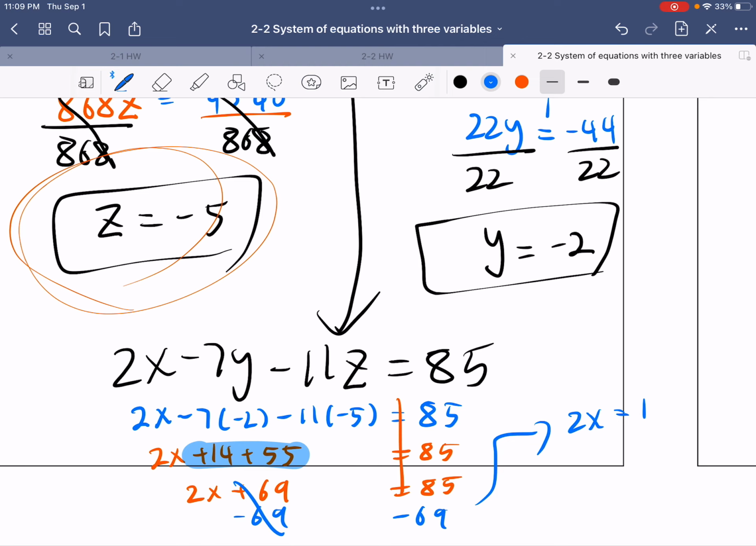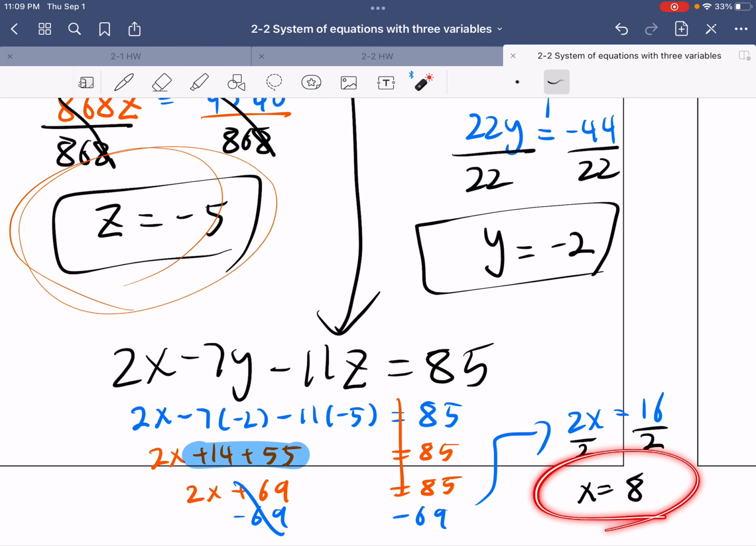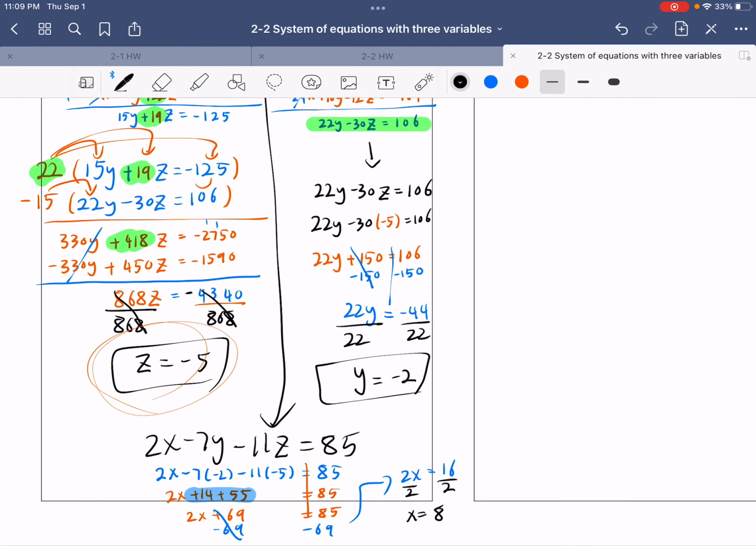So what's it? 10, 11, 16. It's a 16, right? Yep, 16, 17, 85. And if you divide by 2 both sides, you get x equals 8. Now be careful, sign mistake. It's 85 minus 69 will give you positive 16, and x is equal to 8. So your answer to this one is gonna be 8 comma negative 2 comma negative 5, which is x, y, z order. So that's the solution.